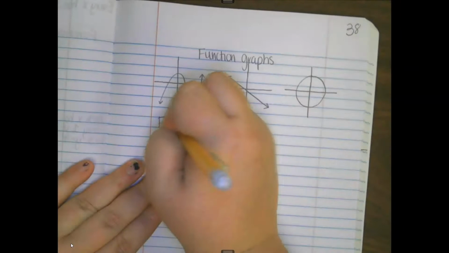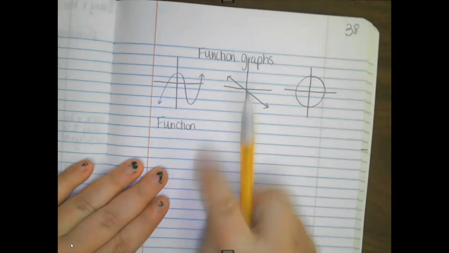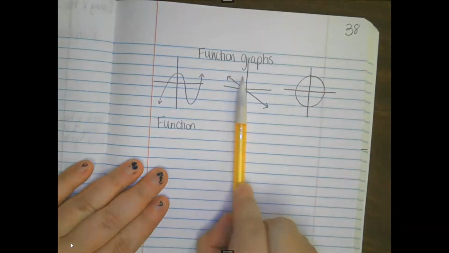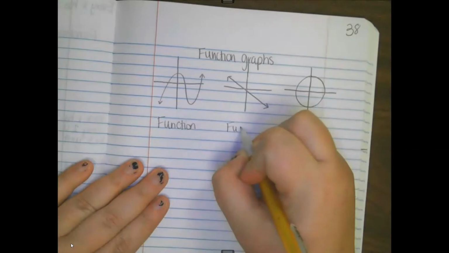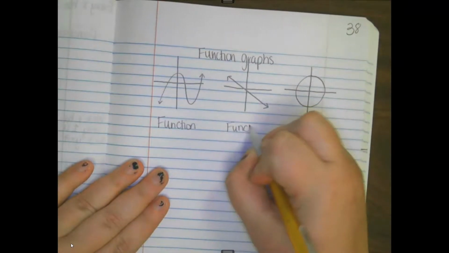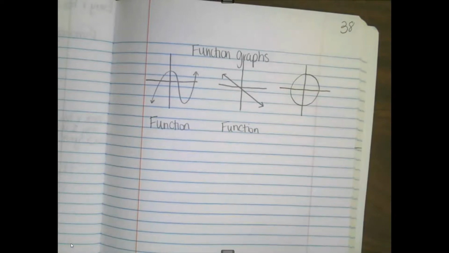Function. We'll do the same thing with this one. And this one is a function. A nice little hint, almost every linear graph is a function. There's only one linear example, really, that's not a function. And then we're going to look at the circle.